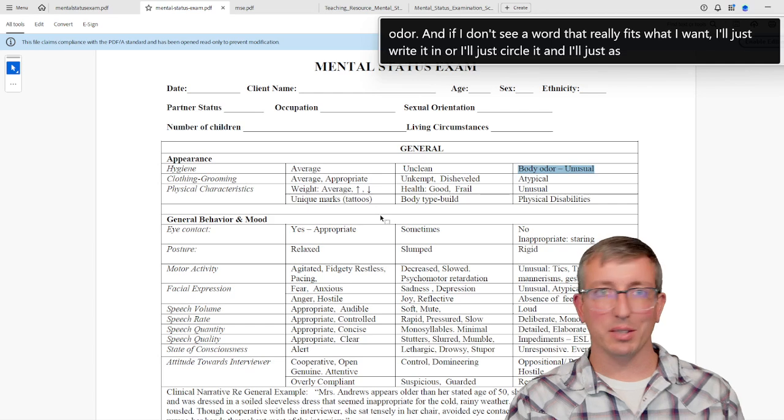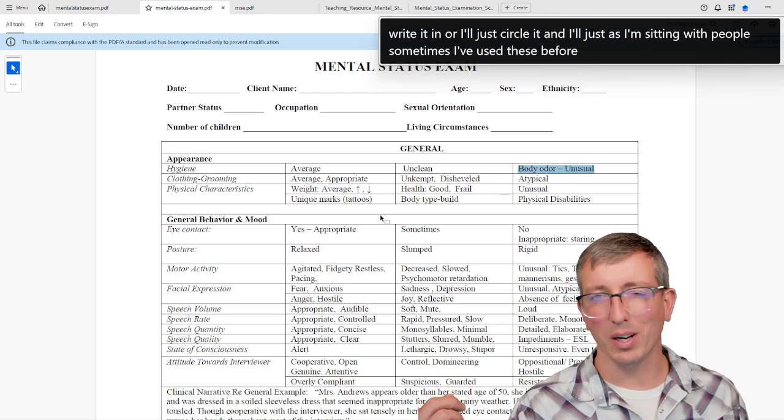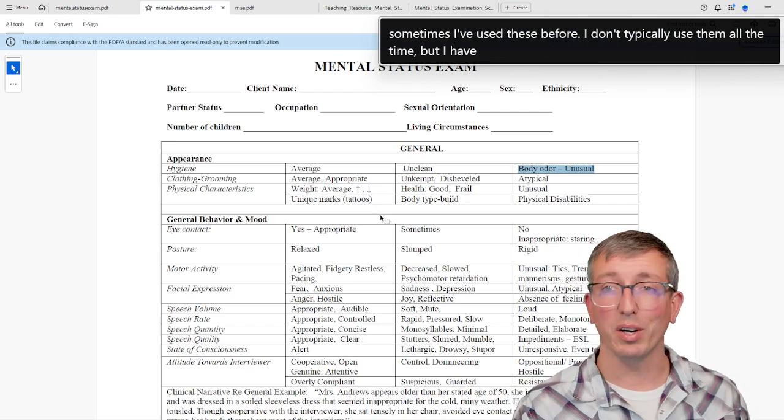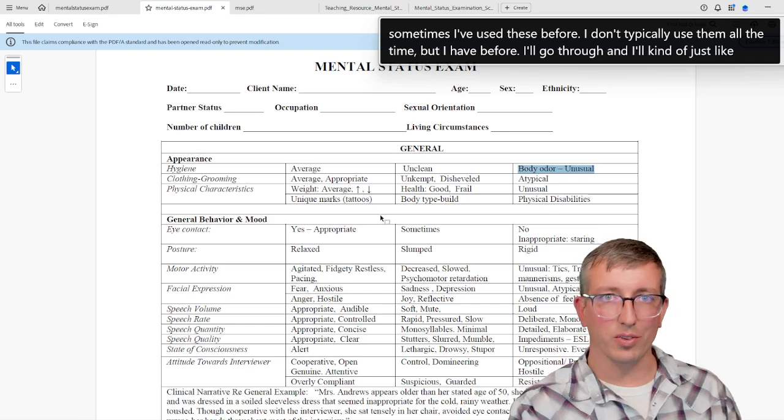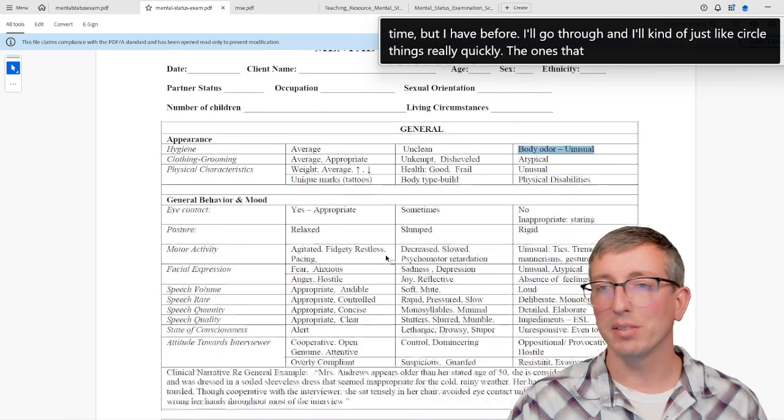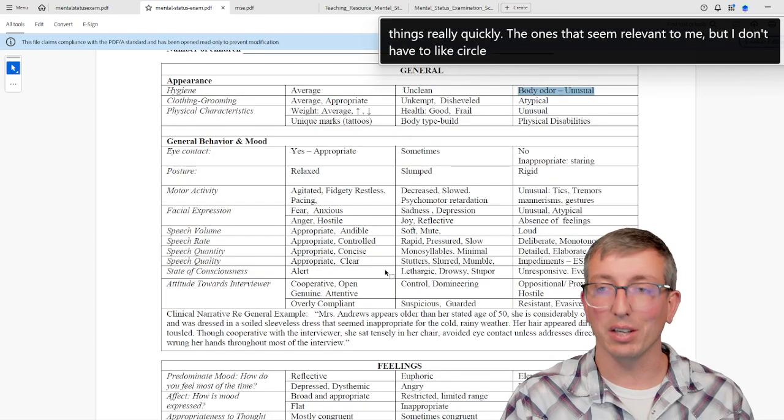And as I'm sitting with people, sometimes I've used these before. I don't typically use them all the time, but I have. I'll go through and circle things really quickly, the ones that seem relevant to me, but I don't have to circle everything or fill out everything.